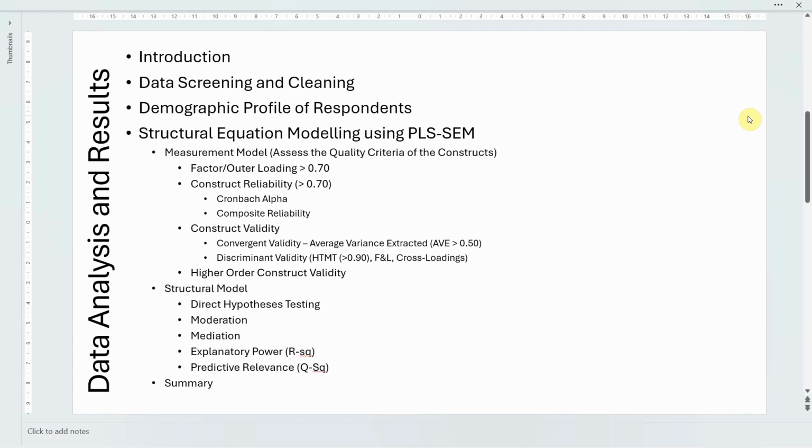In this session, we are going to look into the simple format of data analysis and results when using SmartPLS or other SEM based tools. A number of times I've been asked by scholars what is the normal structure of a data analysis and results chapter, or we have the data, now we want to analyze it, what should be the steps.